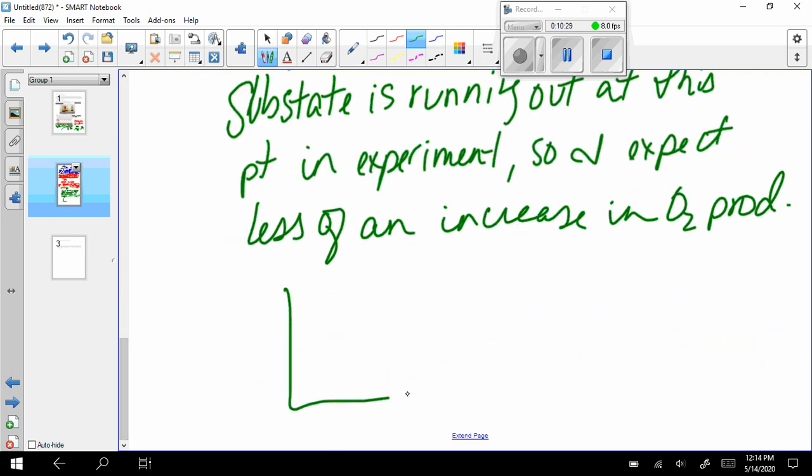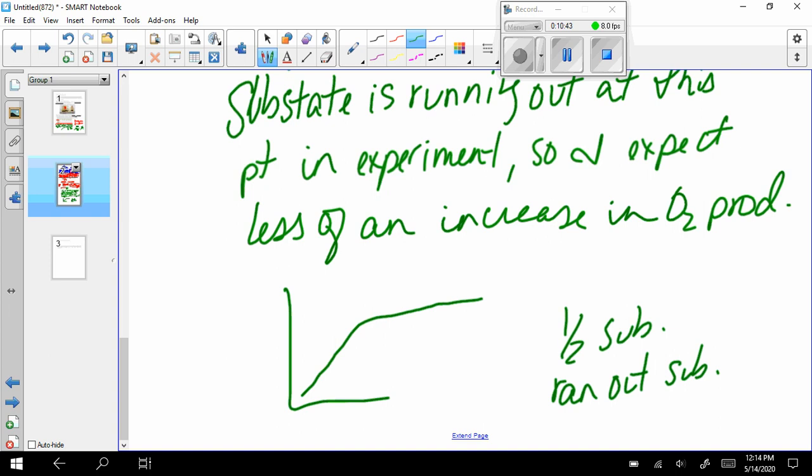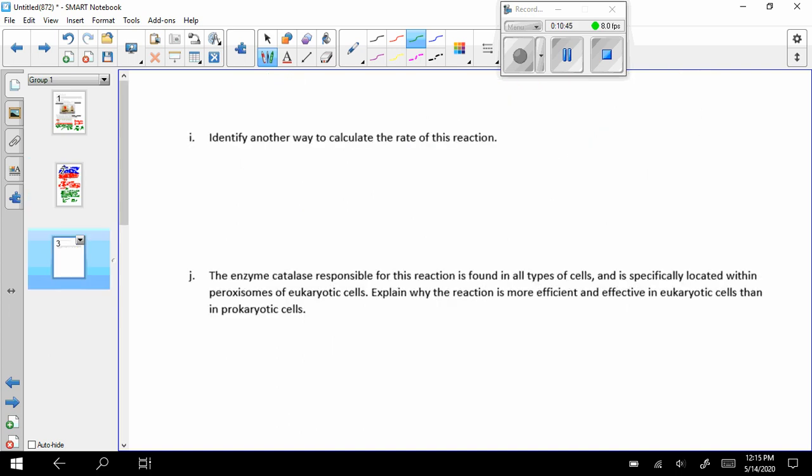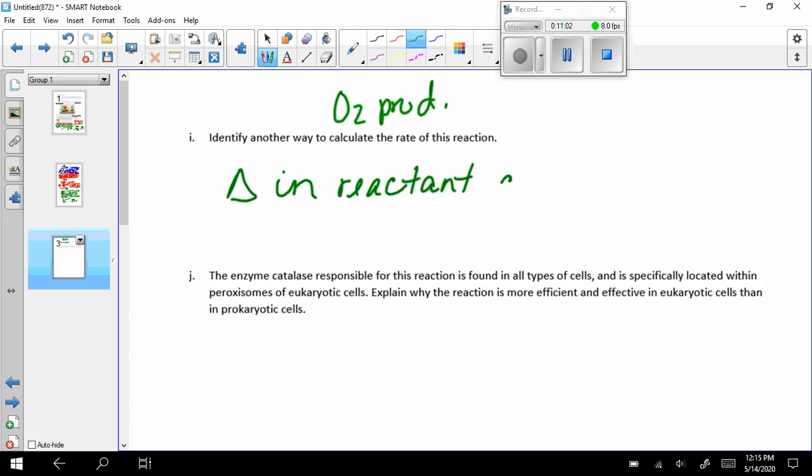I could go into further detail and say that the rate was high as the substrate and enzymes were colliding and producing oxygen, but that eventually, because there was only half the substrate available, it ran out of substrate available for the reaction. All right, identify another way to calculate the rate of this reaction. So in this reaction, they measured O2 production. I know for any experiment, if I want to calculate the rate, I want to calculate the change in reactant concentration or the change in product concentration.